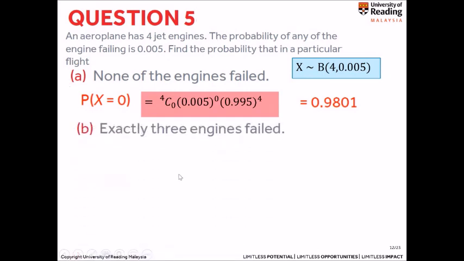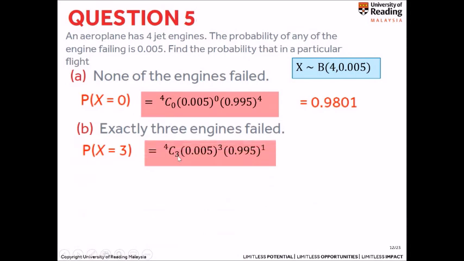Part B, exactly 3 engines fail. So meaning the R should be 3. Use the same formula. We change the R to 3. Power 3. Then power 4 minus 3, you shall get 1. So please use your calculator and work out this answer. The answer should be 0.990.